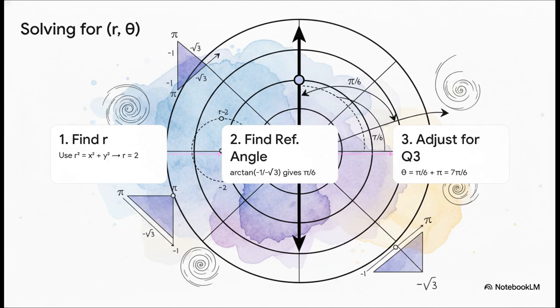Next, the angle. The tangent of theta is -1 over -√3. Your calculator will tell you the arctan is π/6. But wait, that's in quadrant 1. Since we already know our point is in quadrant 3, we have to do our critical step. We add π to that reference angle, which gives us the correct angle of 7π/6. See how important that quadrant check was?